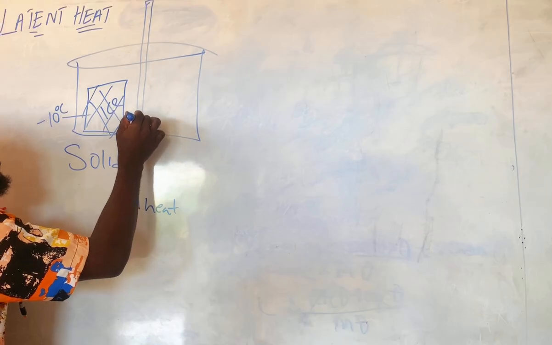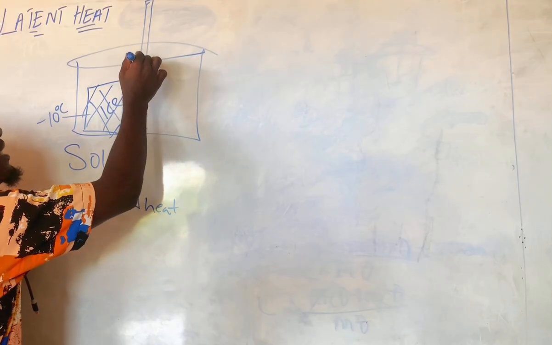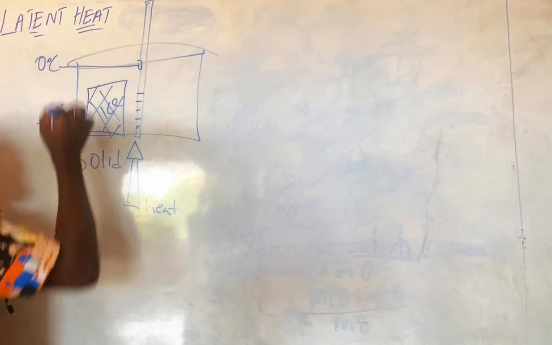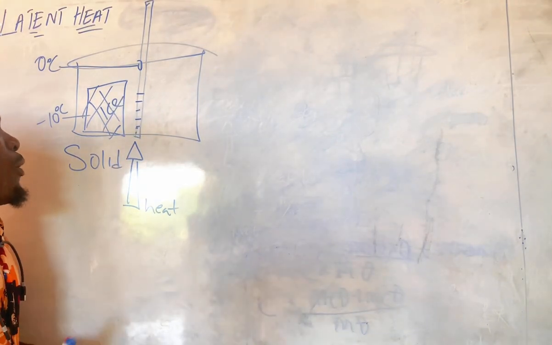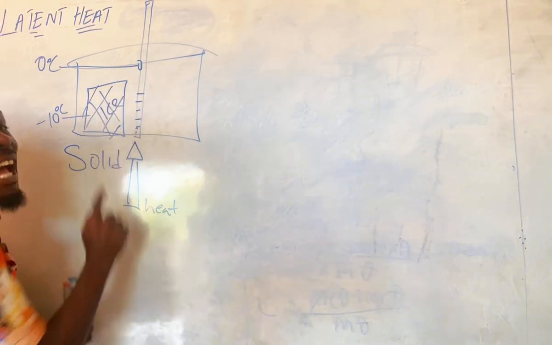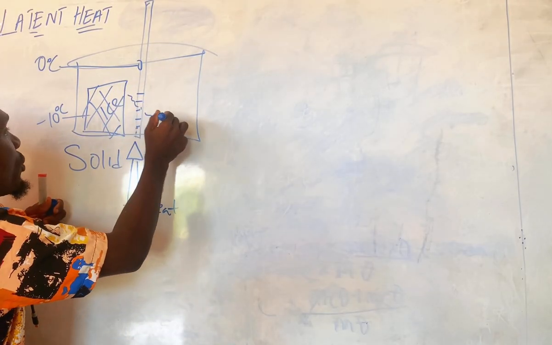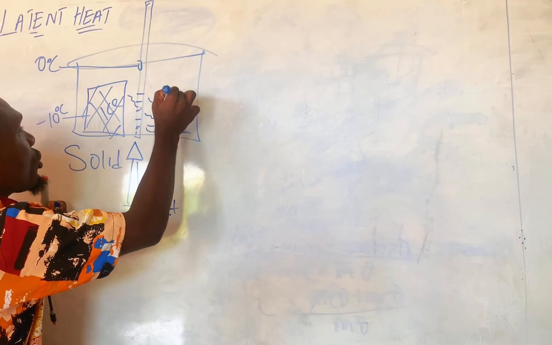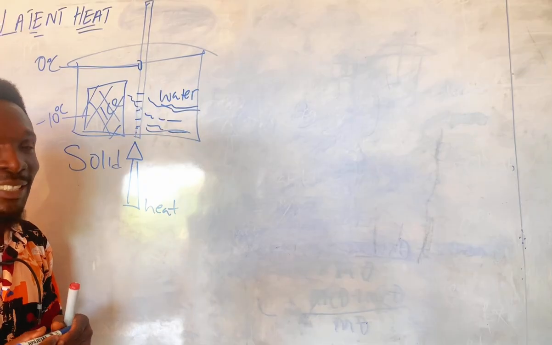Minus 9, minus 8, minus 7, minus 6, down to 0 degrees Celsius. Now here we have 0 degrees Celsius. Guess what will happen? Once the temperature gets to 0 degrees Celsius, this ice block will begin to melt. It will begin to melt into what? Water. Did you get the message?